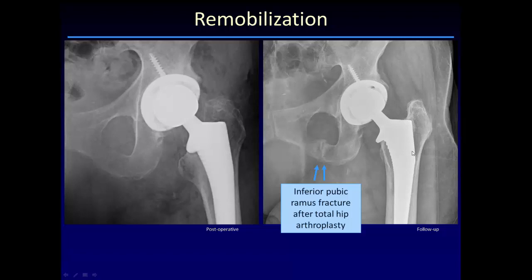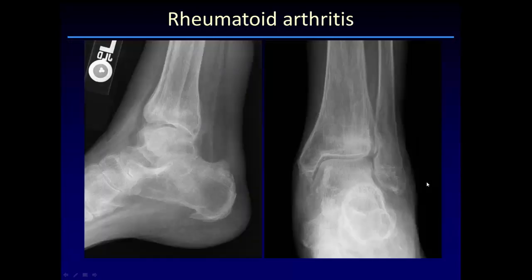So the patient is very happy with the results of their arthroplasty. She's walking much more. She's in a physical rehabilitation program, but as a result, she now has developed a fracture. And if you look carefully, there's another fracture, more subtle, developing in the superior pubic ramus in the absence of any particular trauma other than remobilization.